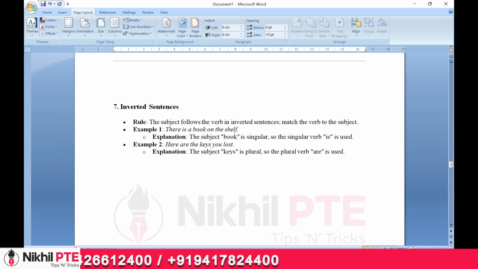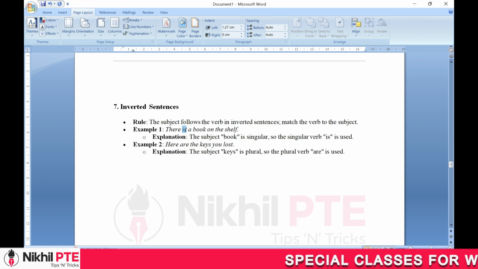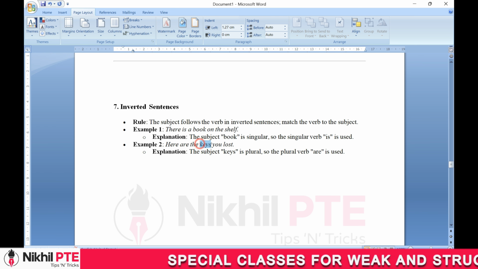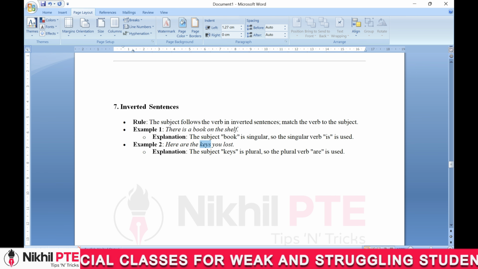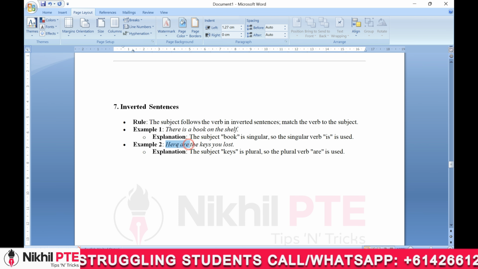Inverted sentences. There is a book on the shelf. The subject is book and book is singular. So that is why here we are using is. But here keys are plural as a subject. So are will be used.